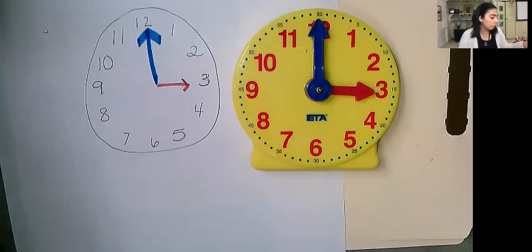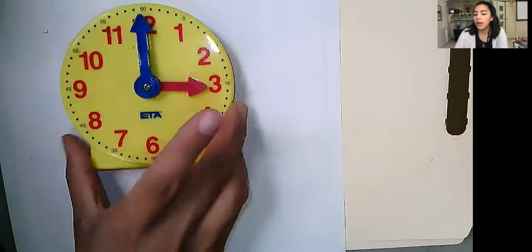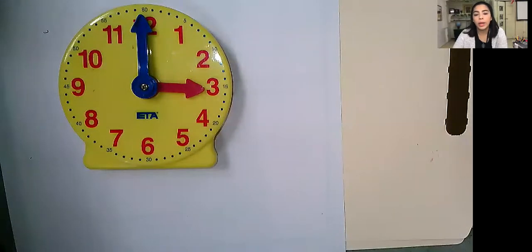Okay, let's try another example. Please take out your clock right now. If you do not have your clock in front of you, put pause right now and go get your clock. Okay, now that you're back with your clock, let's try some examples. What if the time says that it is 5 o'clock? Where should your red hand be?